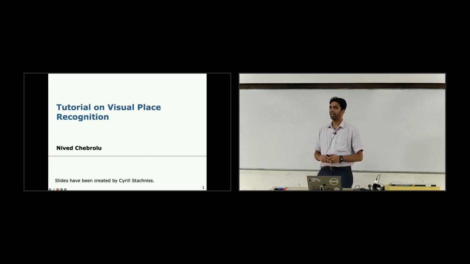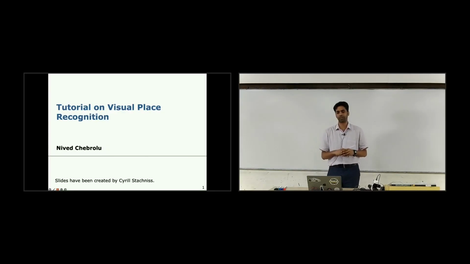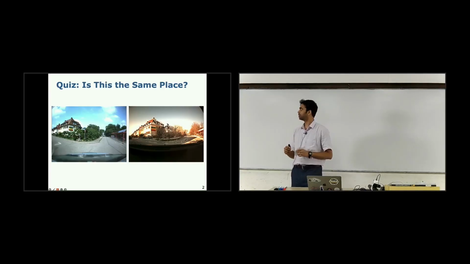So today we'll look at the problem of visual place recognition, and I'll try to do it in kind of a tutorial style. So we'll do some coding, we'll do some theory and so on. So before I get started, maybe we'll do a small quiz. It's not to test any knowledge, but just your vision, I guess. So are these two images the same place according to you?